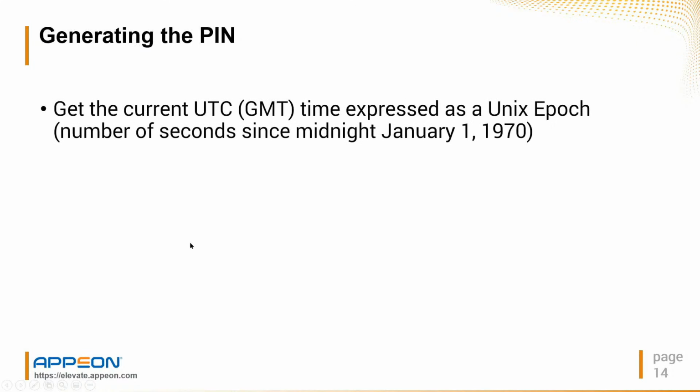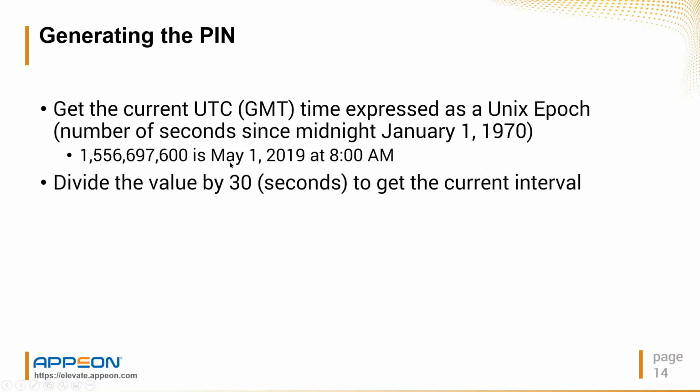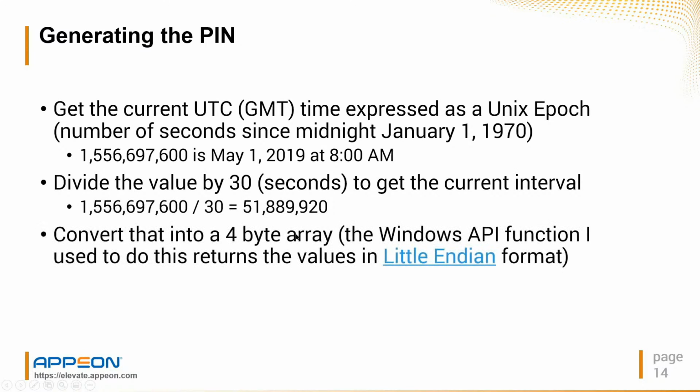So how do we generate that PIN value? Well, here's how we do it, and here's what I was referring to. We get the current time in UTC as a Unix epoch, which is the number of seconds since midnight, January 1st, 1970. And then we divide that by 30. So if today's time was May 1st, 2019 at 8 a.m., this is the number of seconds since midnight, January 1st, 1970. Divide that by 30, and that's our current interval. So we're at interval 51,889,920.